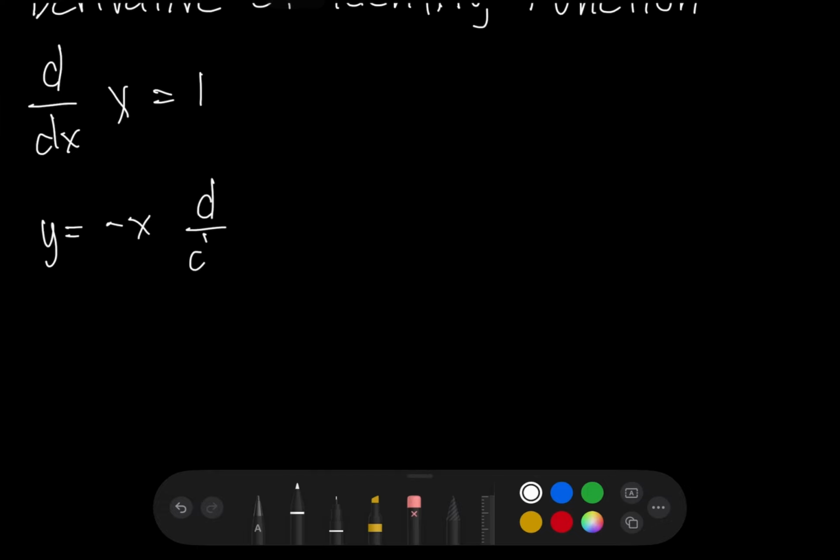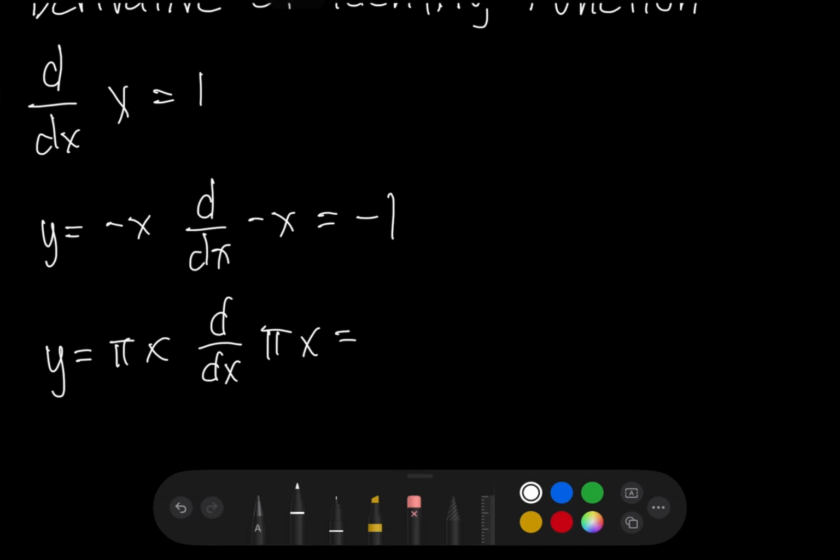The derivative of negative x, its exponent is just 1. The derivative of negative x is just its coefficient. But what is the coefficient of negative x? That is negative 1. So, another example, we have y is equal to pi x. The derivative of pi x is just equal to the coefficient of x, which is pi. So, the derivative of pi x is just equal to pi.